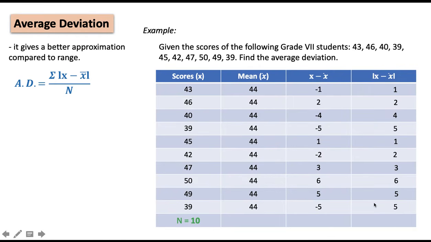positive 5. Then lastly, we're going to sum them up because in the numerator of our formula, we need the summation. And that is equal to 34. And this is our numerator. So we are now ready to use the formula. We'll just simply replace the numerator with 34 and the denominator with 10. Then 34 divided by 10 is 3.4, and this will be our average deviation.